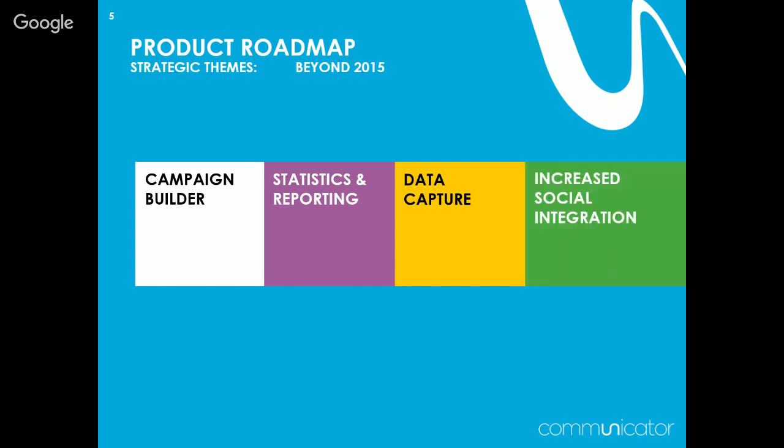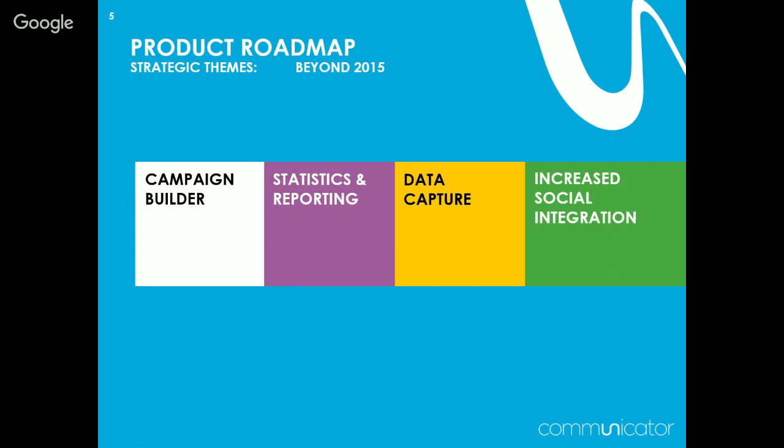And then the final key theme we're looking at is how we can help increase the integration with social. So any way we can tie up social media and email together, we're going to look at that and see where we can develop that.